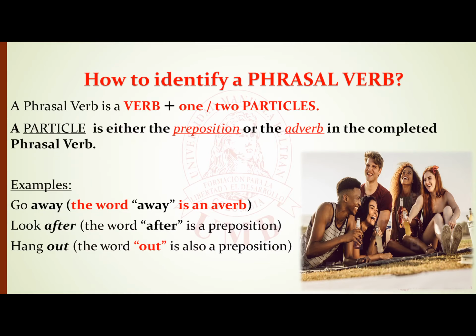What is a particle? You might be wondering. A particle is either the preposition or the adverb in the completed phrasal verb. In the case below, let's look at hang out. I hang out with my friends on the weekends. The word out here is a preposition. It is the particle in the phrasal verb.